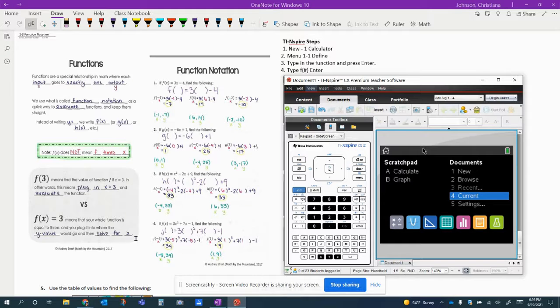This is the 2-3 TEKS 12B function notation notes. I'm not going to read all of this to you. I expect that you'll hit pause and do the copying.